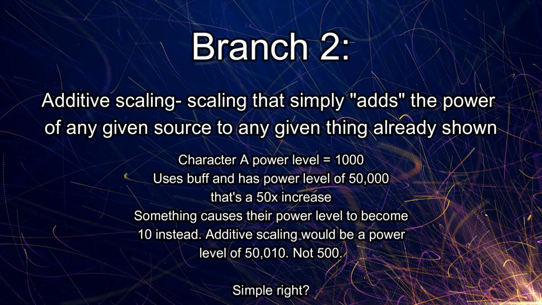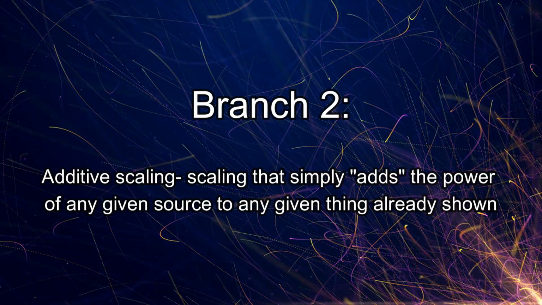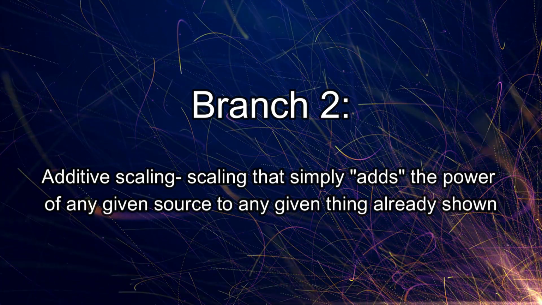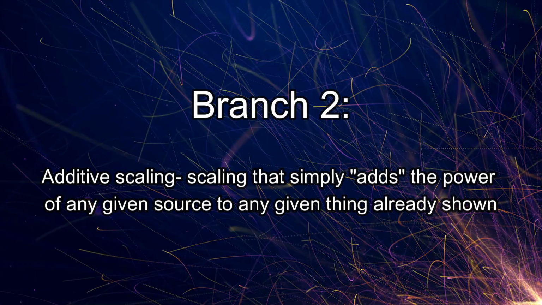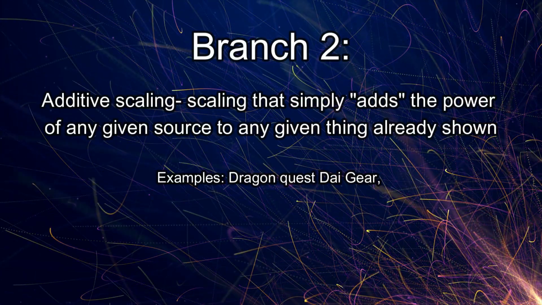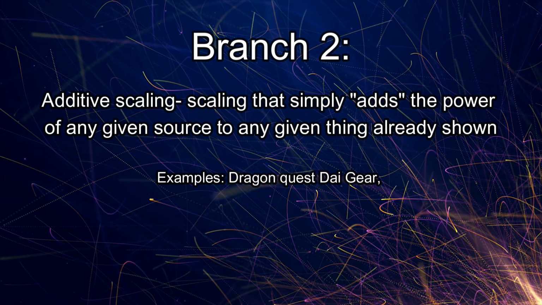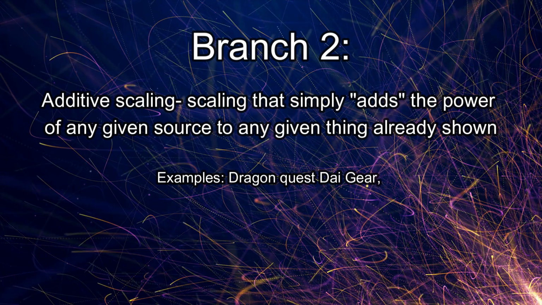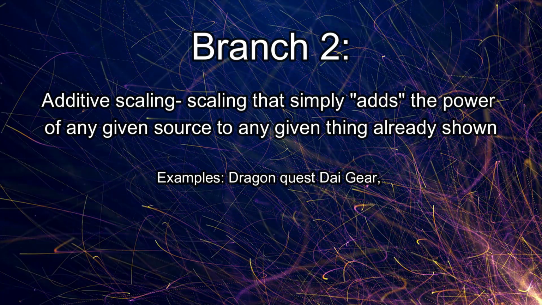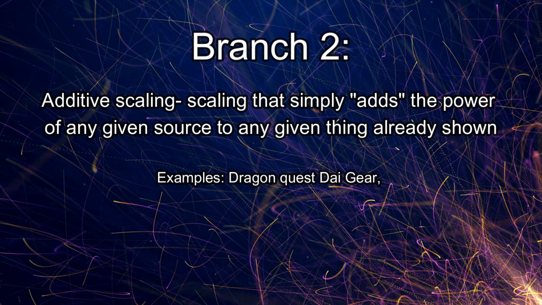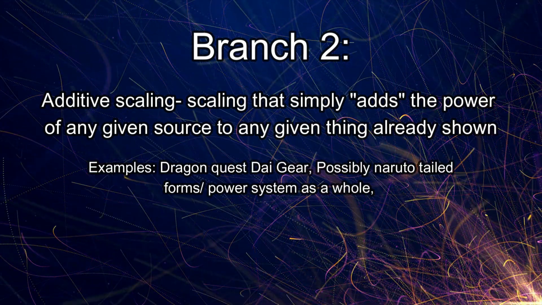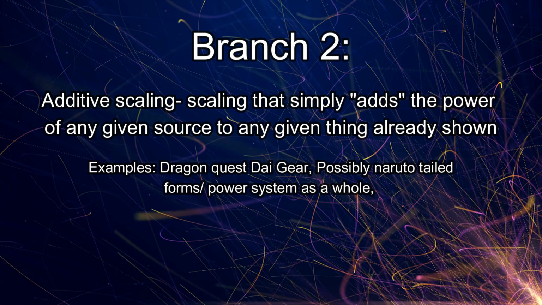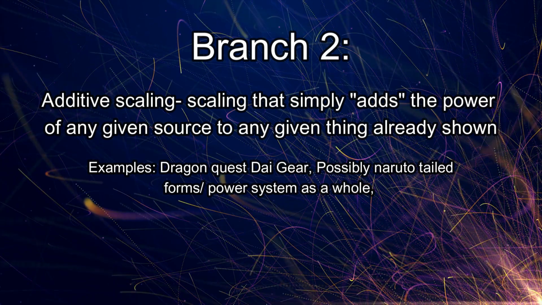This is additive scaling. Now to be clear, additive scaling is quite hard to find examples of, and although basic in foundation, is quite rare in fiction. An example of direct additive scaling, however, would be something like the gear that's equipped on characters in Dragon Quest Dai. Each gear has its own stats that add directly to the stats of the wielder and function as such. Very easy. Examples of power-ups that could be additive include Naruto's tailed forms, or potentially even the entire power system behind Naruto that I personally didn't treat as additive, but has a multitude of realistic arguments for.